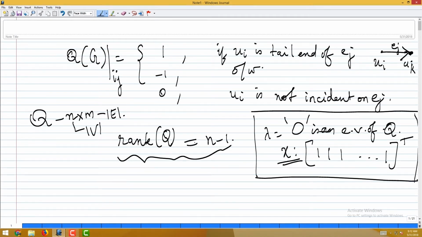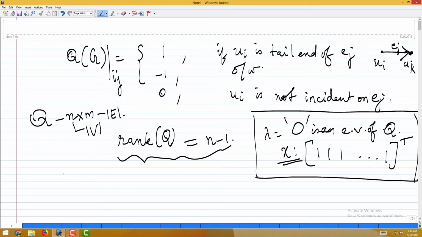So, that means what? There are n minus 1 column vectors, right, which would span my range space. That is what I am trying to say. By spanning, what do we mean? We take any linear combination of these n minus 1 vectors, and I will get all possible vectors that belong to the range space of this Q. Right. So, how are my vectors going to look? What are the possibilities for my vectors?